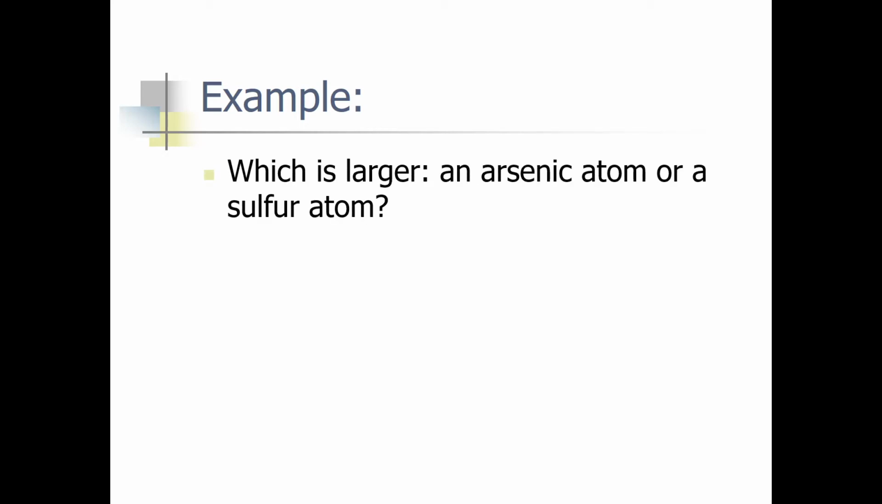Which is bigger, arsenic or sulfur? Arsenic. So as we go to the left, it's going to get bigger. As we go down, it's going to get bigger. So anything down left should be bigger than anything up right. It gained another energy level. And that was the major thing, is gaining another energy level.